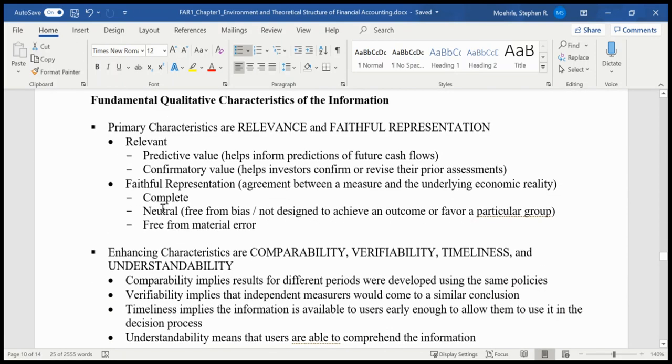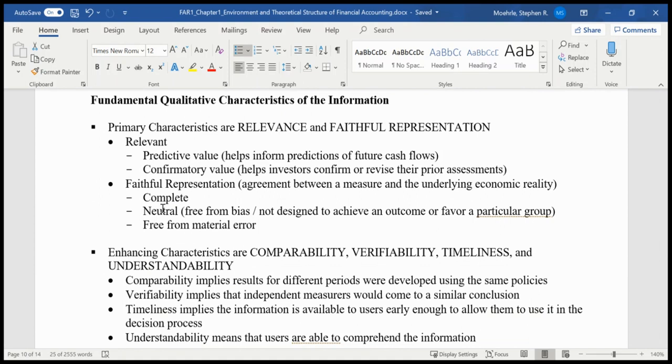Okay, so let's look at the fundamental qualitative characteristics of the information per the conceptual framework. The primary characteristics of financial accounting information are that it must be relevant and it must be faithfully representative. Relevance and faithful representation are these two primary characteristics. What's relevance?